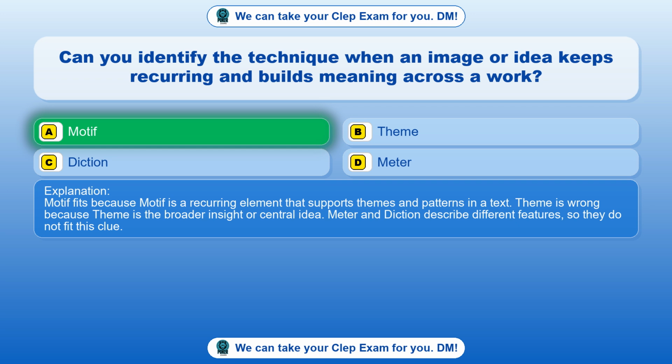Theme is wrong because theme is the broader insight or central idea. Meter and diction describe different features, so they do not fit this clue.